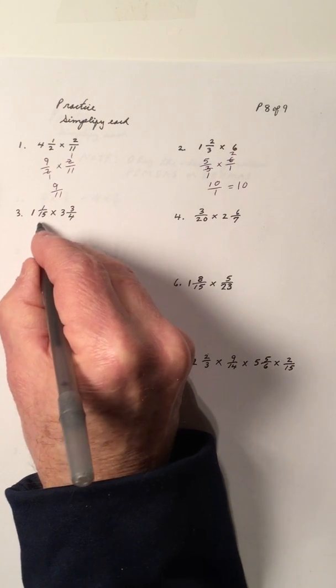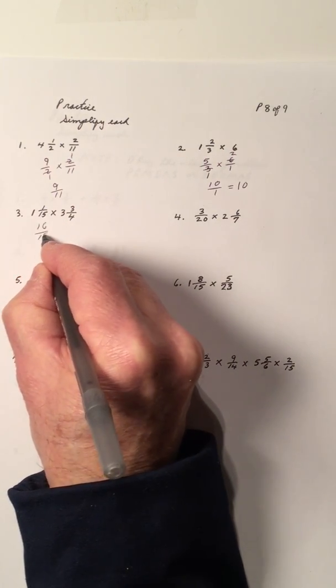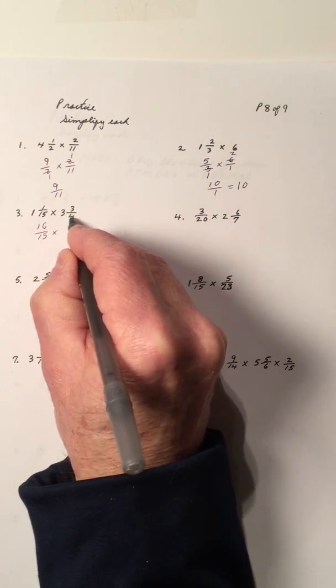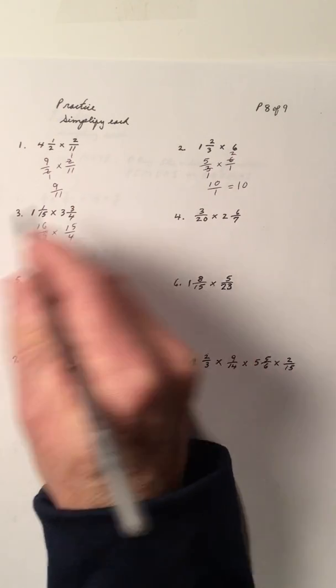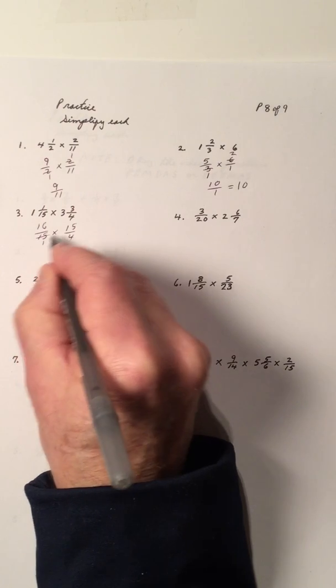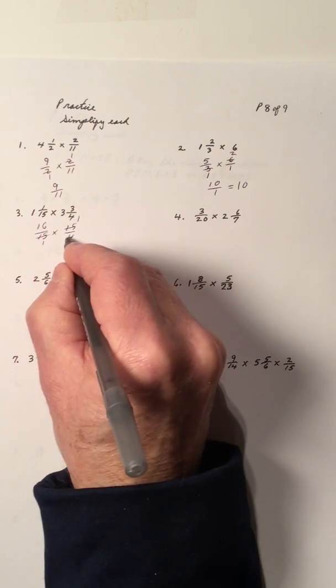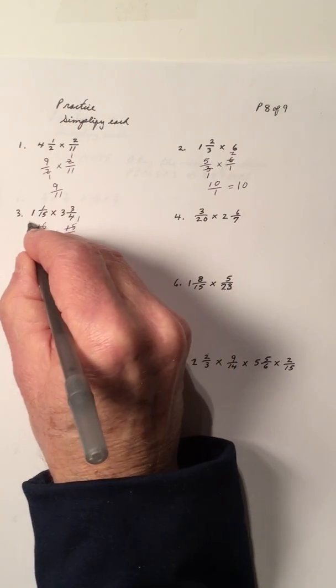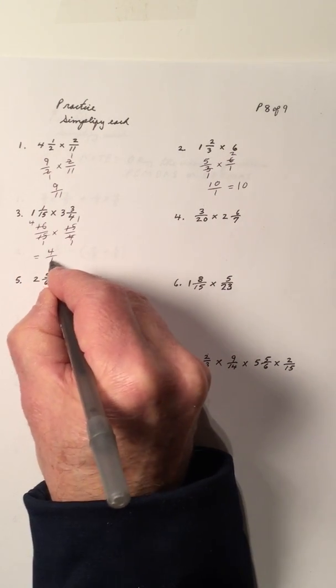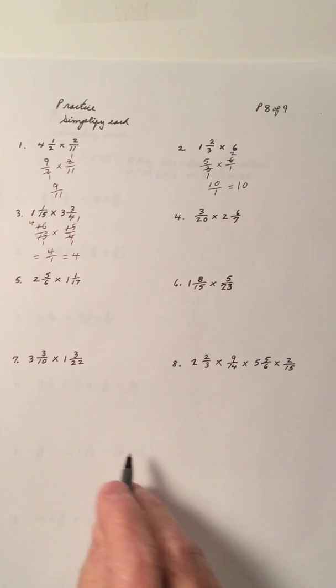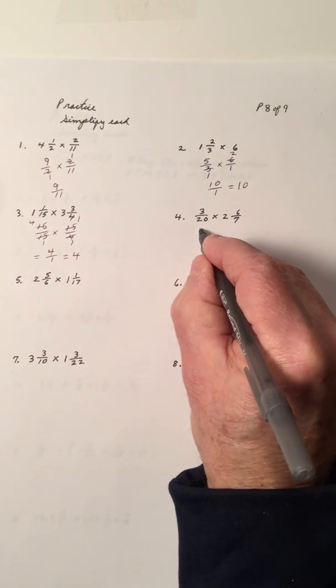1 times 15 plus 1 is 16 over 15. 12 plus 3 is 15 over 4. Notice the 15s cancel. 4 cancels once, and 16 4 times. I got 4 over 1, which is 4. 3 over 20 is okay.